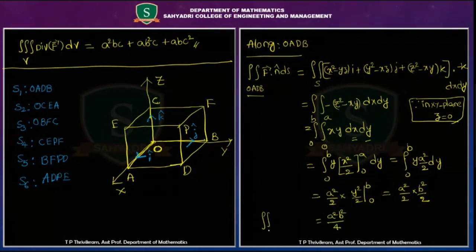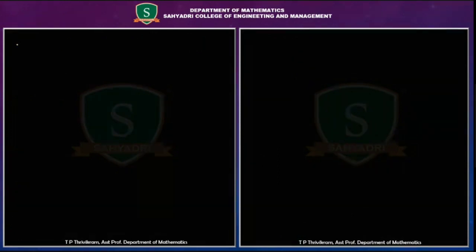So the surface integral along OADB will be f dot n cap ds. Value is a square b square by 4. In the same way you have to find all the 6 surfaces. So let us do one by one. Double integral f dot n cap ds. Here the surface, which surface? S2, OCEA.